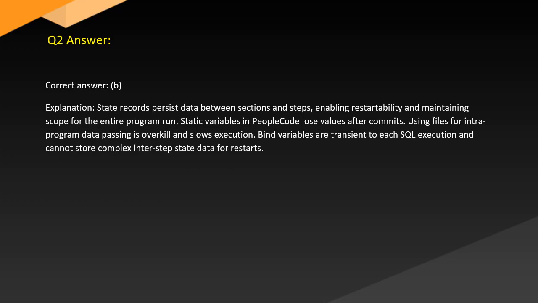Answer. Correct answer: B. Explanation. State records persist data between sections and steps, enabling restartability and maintaining scope for the entire program run. Static variables in PeopleCode lose values after commits. Using files for intra-program data passing is overkill and slows execution. Bind variables are transient to each SQL execution and cannot store complex inter-step state data for restarts.